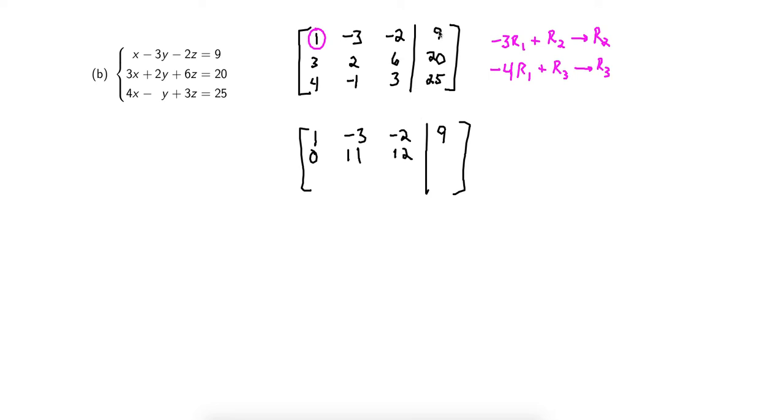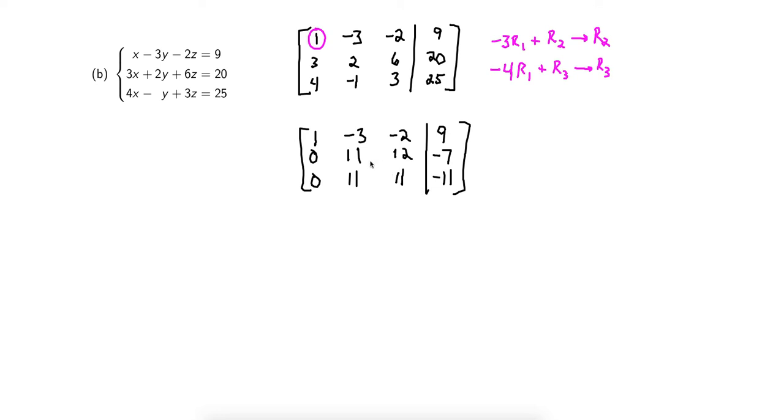Negative 3 times 9 is negative 27. Negative 27 plus 20 is negative 7. Negative 4 times 1 is negative 4. Plus 4 is 0. Negative 3 times negative 4 is 12. 12 minus 1 is 11. Negative 2 times negative 4 is 8. 8 plus 3 is 11. And negative 4 times 9 is negative 36. Negative 36 plus 25 is negative 11.